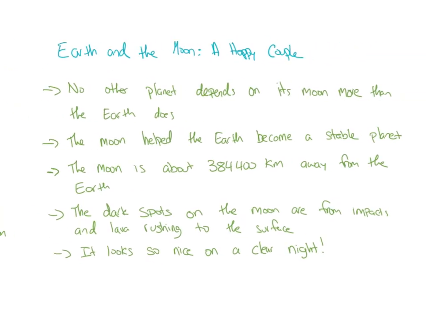Earth and the moon, a happy couple. No other planet depends on its moon more than the Earth does. The moon helped the Earth become a stable planet. The moon is about 384,400 kilometers away from the Earth. The dark spots on the moon are from impacts and lava rushing to the surface. It looks so nice on a clear night.